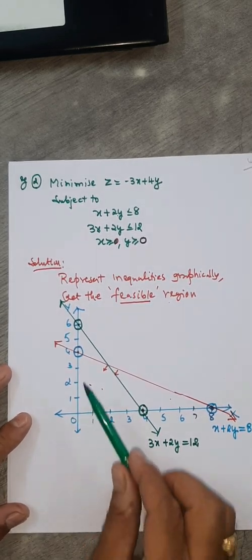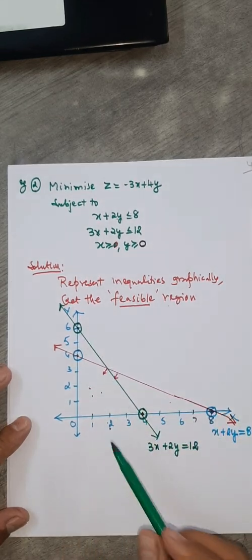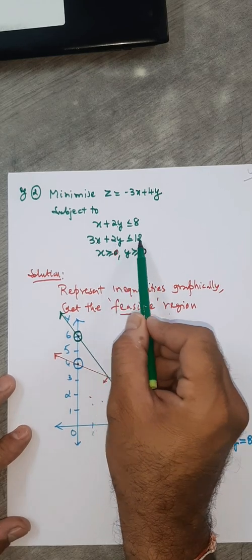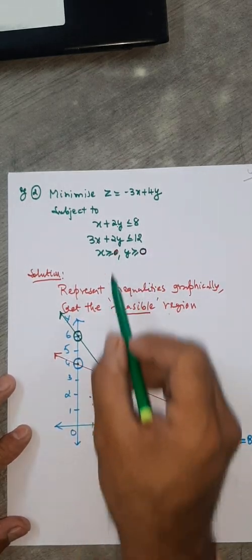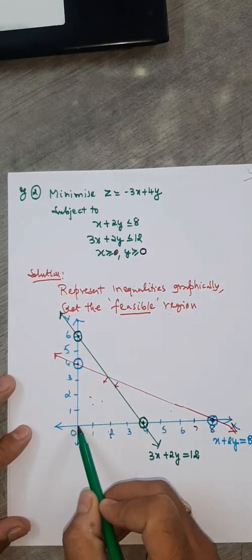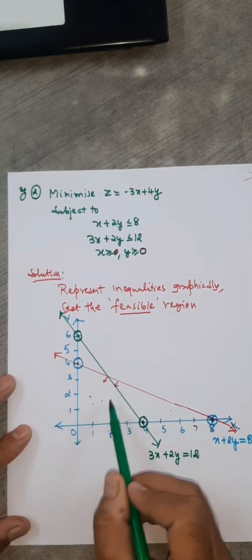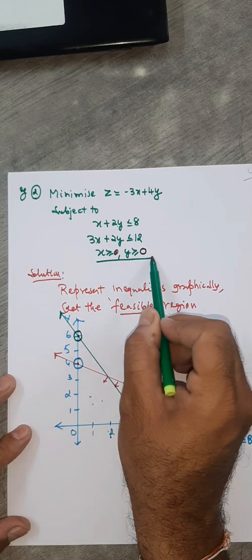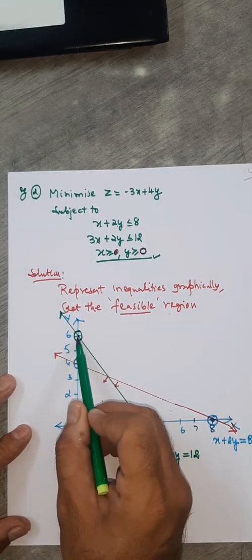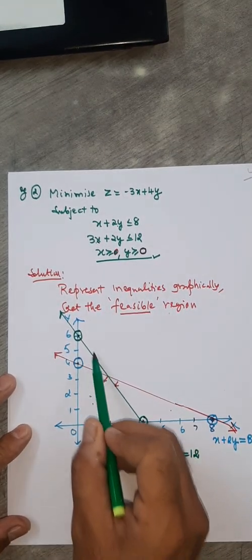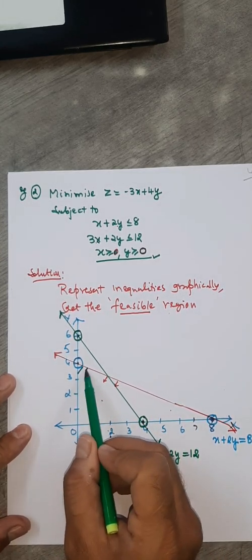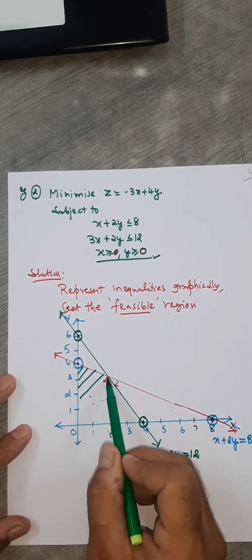Fine. Now again, the question is this region or this region. So what do we do? We choose the origin. Put 0, 0 here. 0 plus 0 less than or equal to 12. So it satisfies 0, 0. So the region is the origin side, this region. And it is in the first quadrant, remember. So for the second line it is this region, for the first line it is this region. So which is common? This much. This is the common region.